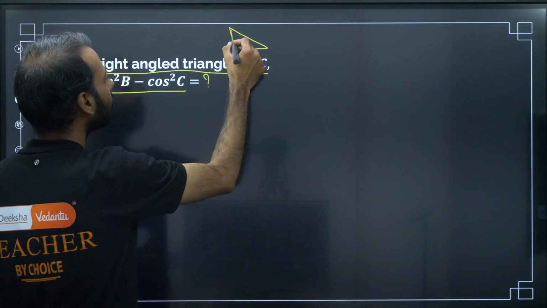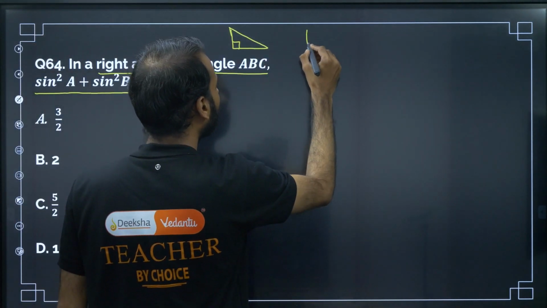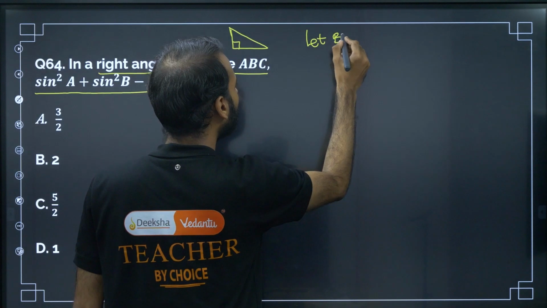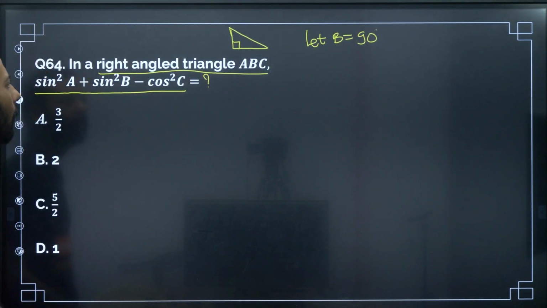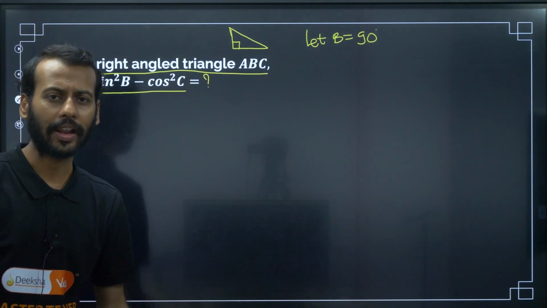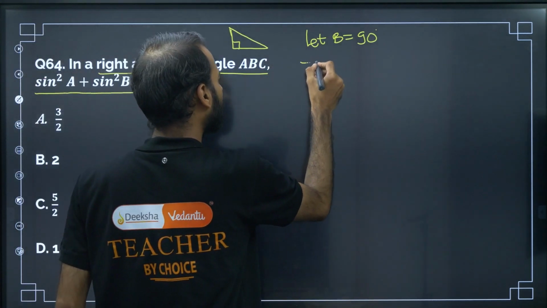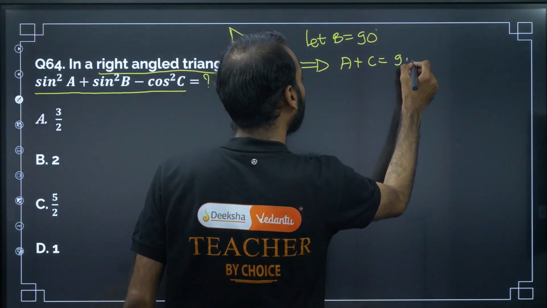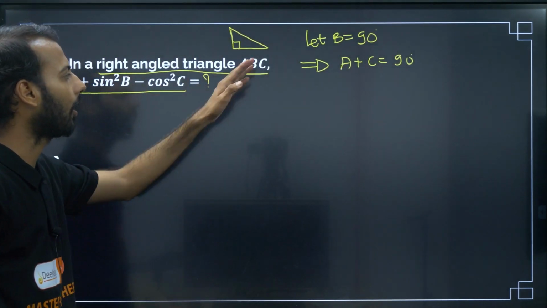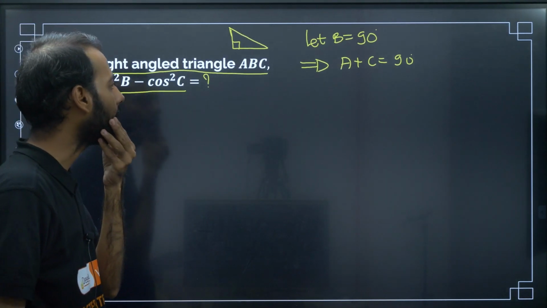Now, since it is a right angle triangle, let me start with B equal to 90 degrees. Right angle triangle means one angle will be 90 degrees, so I am saying let B equal 90 degrees. That implies A plus C is 90 degrees, because if I apply the angle sum property, the total should be 180. So that's why A plus C is 90 degrees.